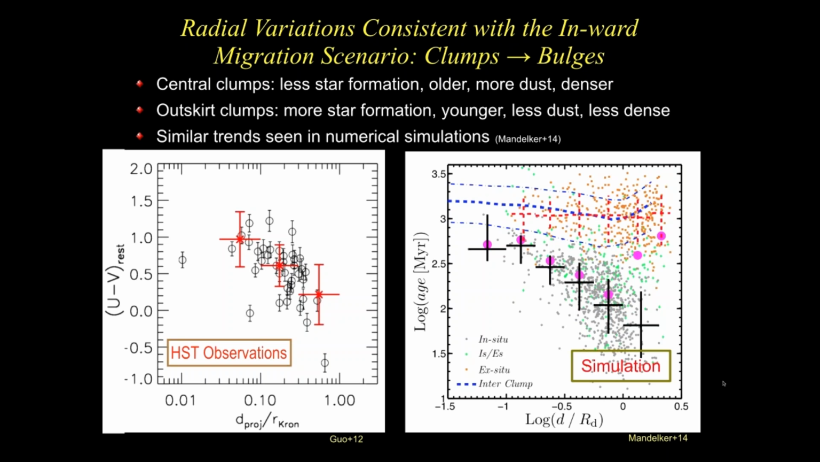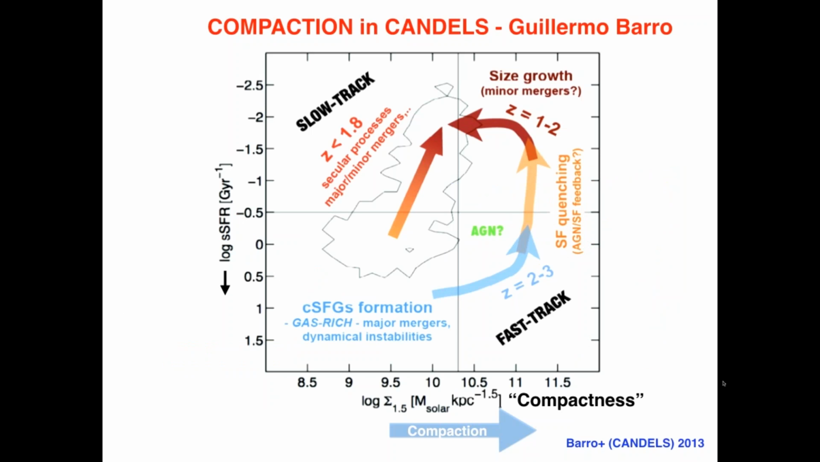The purple dots are ex situ clumps. That means clumps that formed and then merged with the galaxy as minor mergers. And of course, those don't follow the same pattern when they're at large radius. They've already formed their stars. There's a new paper on this led by Nir Mandelker. So that was the clump story. Moving on to the second story, which is the compaction story.